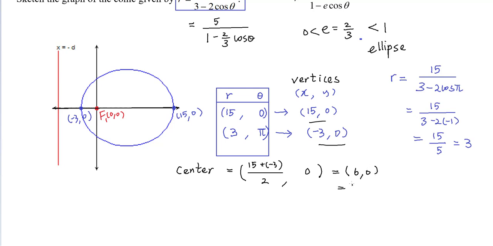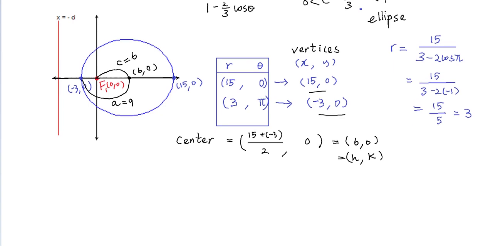And that's going to serve as the h, k in the equation of the ellipse. So the center is h, k, 6, 0. Now, one thing you need to notice is that there is a focus at the origin. That means the distance from the center to the focus is c. And the distance from the center to one vertex is a. The distance from the center to the vertex is a, which is 9, 6 minus negative 3. And c is simply 6.